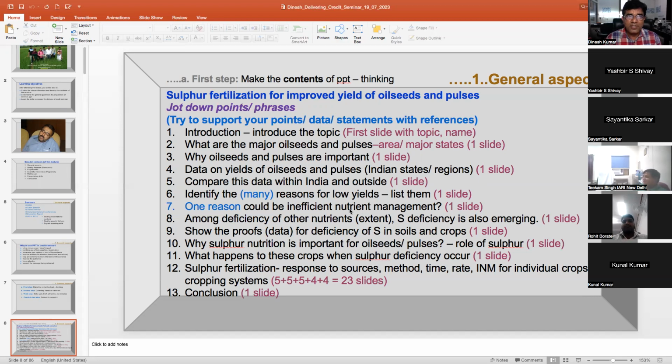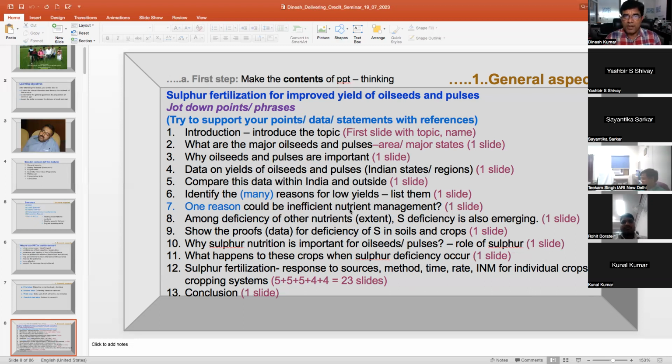Suppose your title is sulfur fertilization for improved yield of oil seed and pulses. So this can be any topic. There can be any topic. This is just one example. So see your topic very critically and see what are the keywords in my topic. Keywords here are sulfur fertilization, improved yield, oil seeds, and pulses. So you just see what are the keywords in my title. So my content will focus on all these.